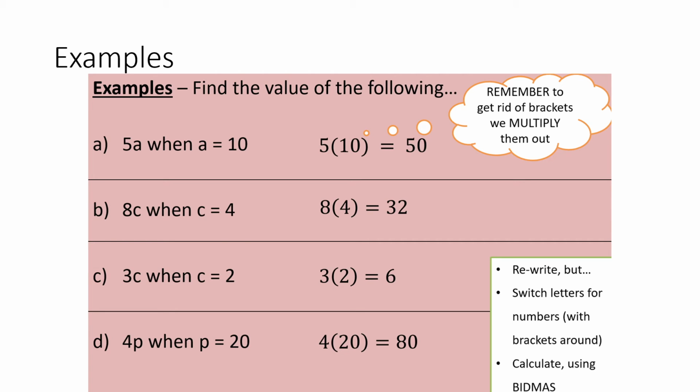So for every question that you do answer, as I said, rewrite out the expression. So if I was answering D, I would write out 4p, I would put p is equal to 20. I would then put 4 times 20, and then put my final answer of 18.